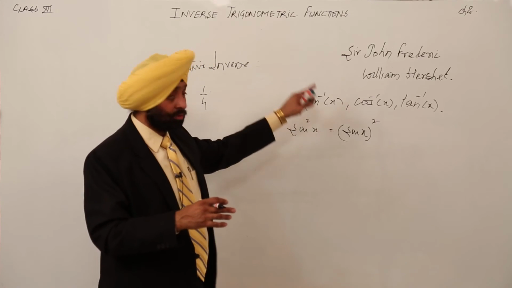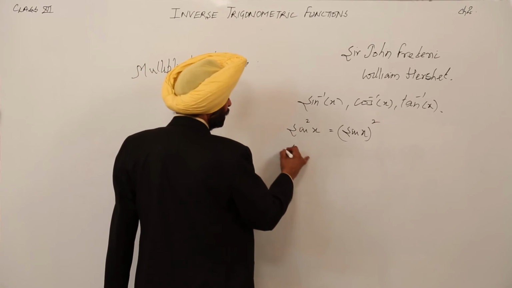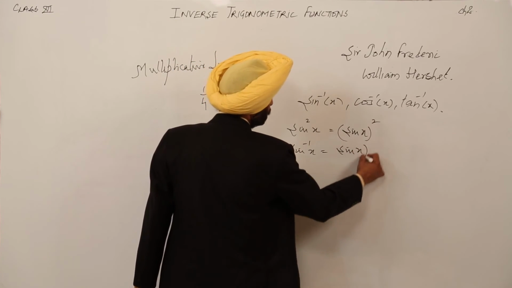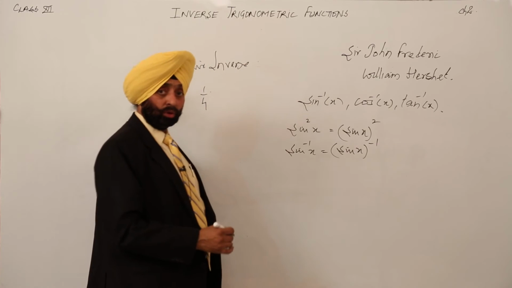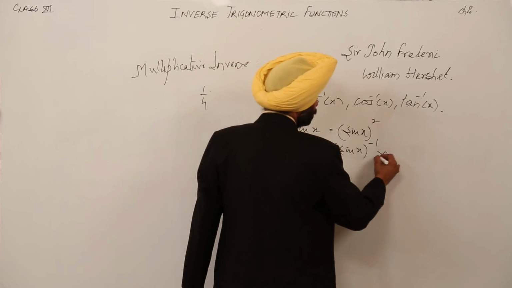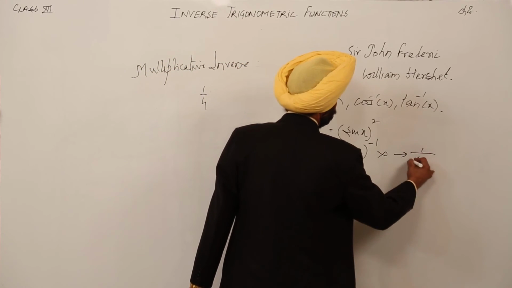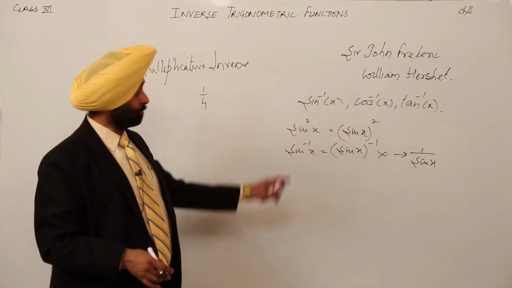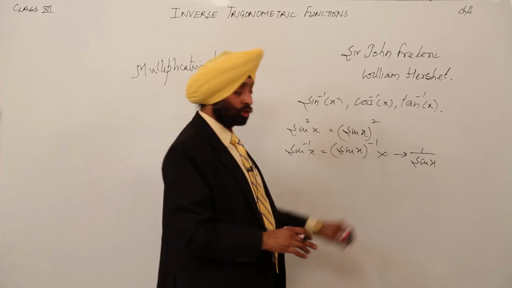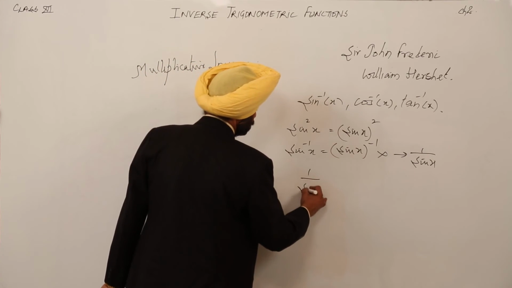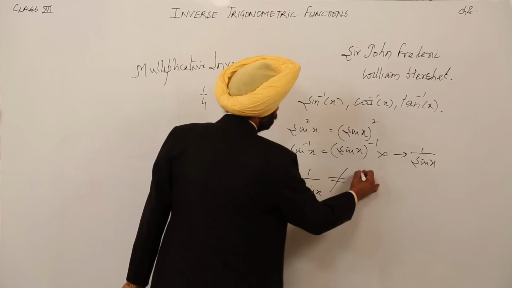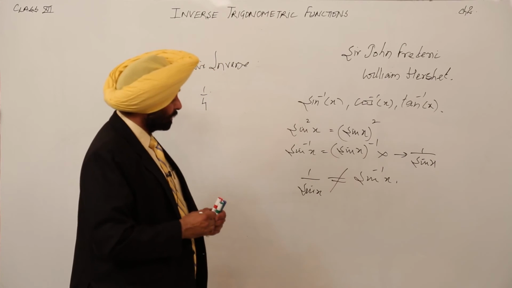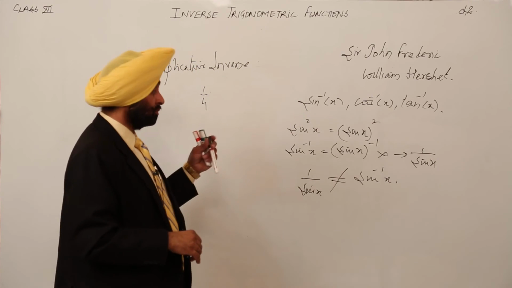Now let's move to the notation given by Sir John Herschel. We have sine inverse x. Can we write it as sine x to the power minus one? No, this is wrong, because this becomes 1 by sine x, and 1 by sine x is not equal to sine inverse x. Remember this. Then what is sine inverse x? We are going to clarify.